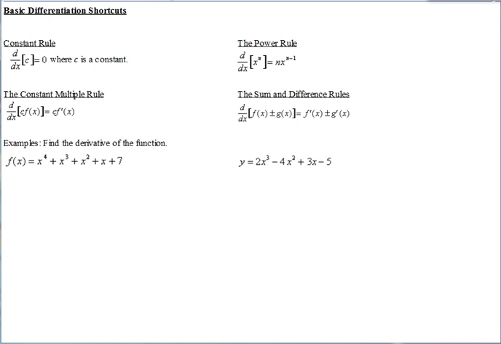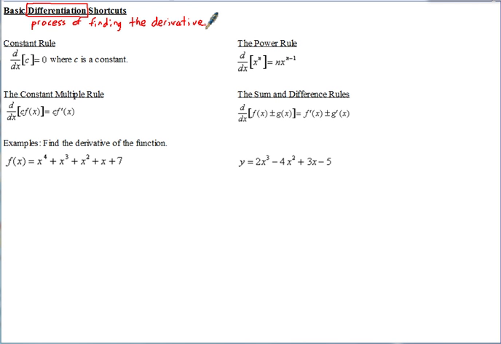Okay. So remember, differentiation refers to the process of finding the derivative. Previously, we looked at how you find the derivative using the formal definition with limits, but in practice, there are some shortcuts you can use that can save you a lot of time.